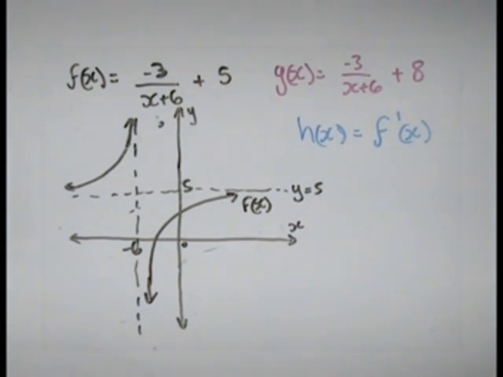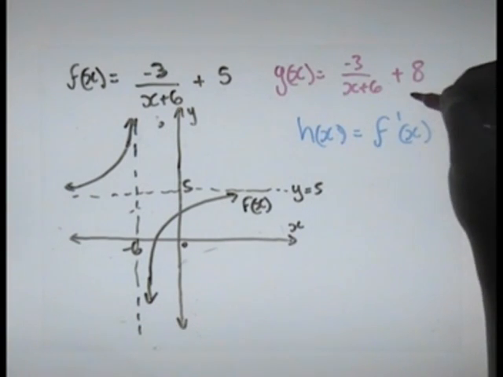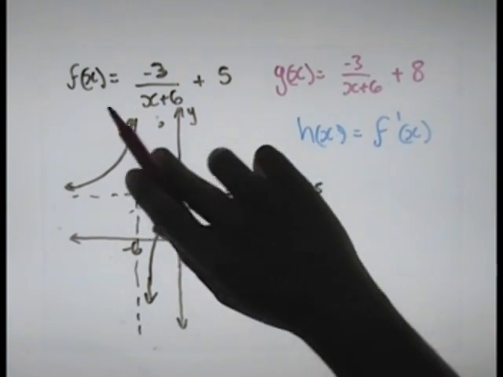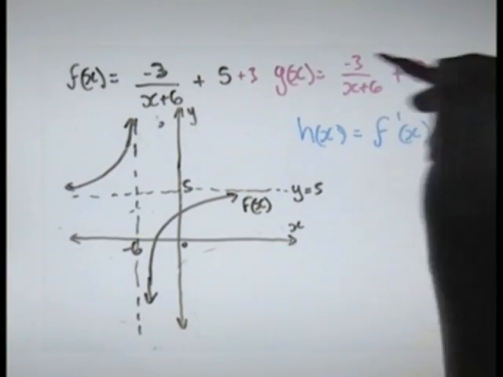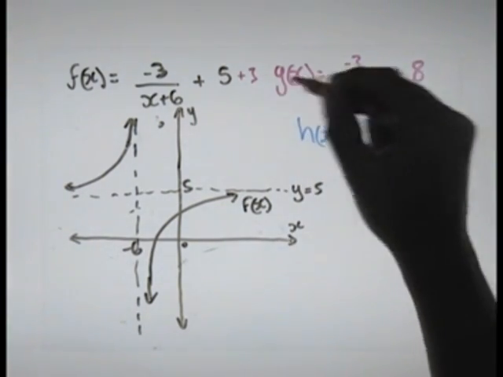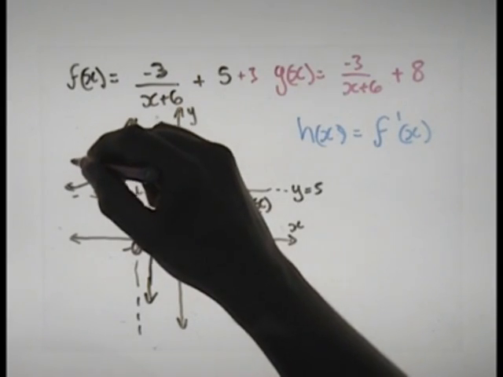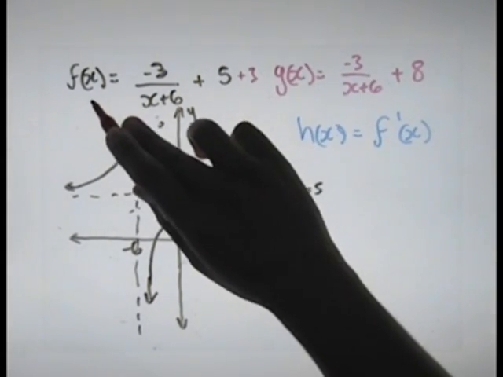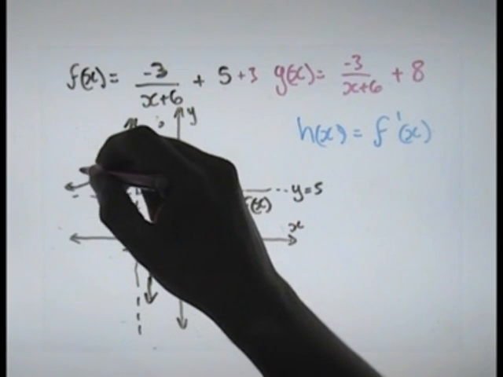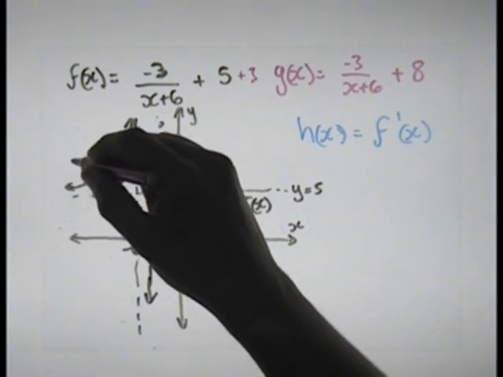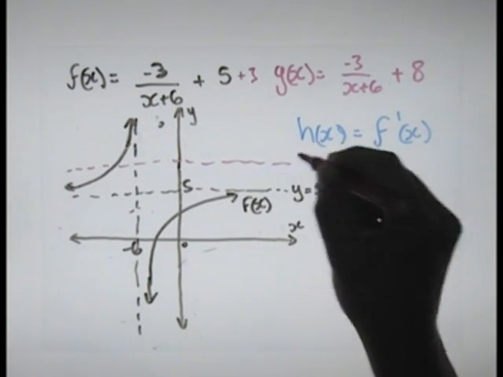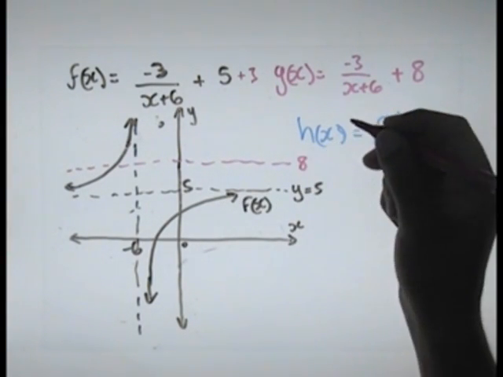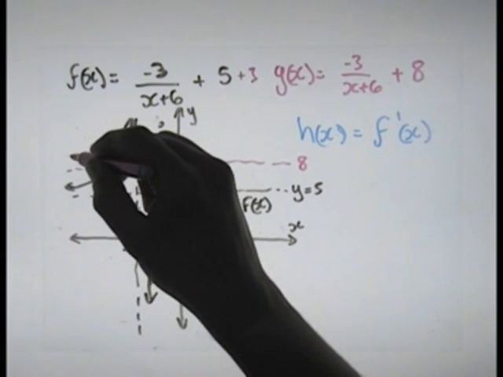We are now going to look at g of x. Now have a look at g of x. Is g of x not the exact same thing as f of x? Except 5 plus 3 is 8, so it's been moved 3 units up from f of x. That means that g of x has an asymptote not at 5 but at 8. We've moved it 3 units up.